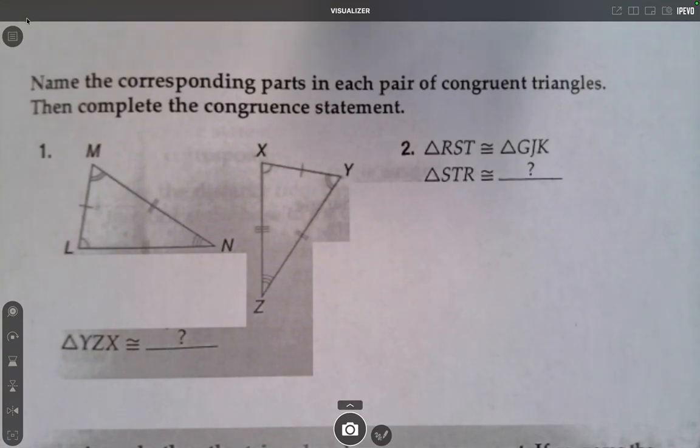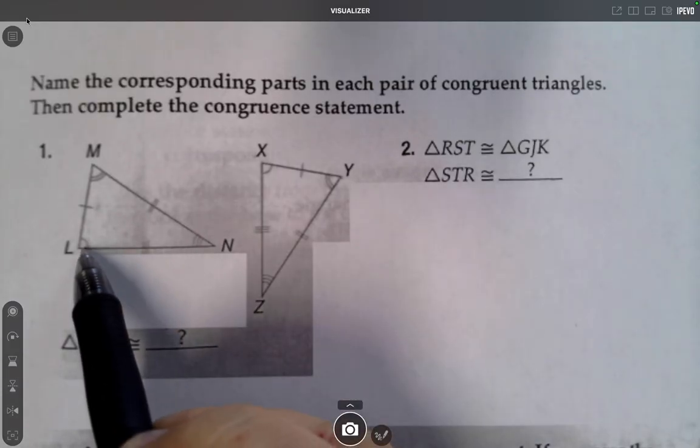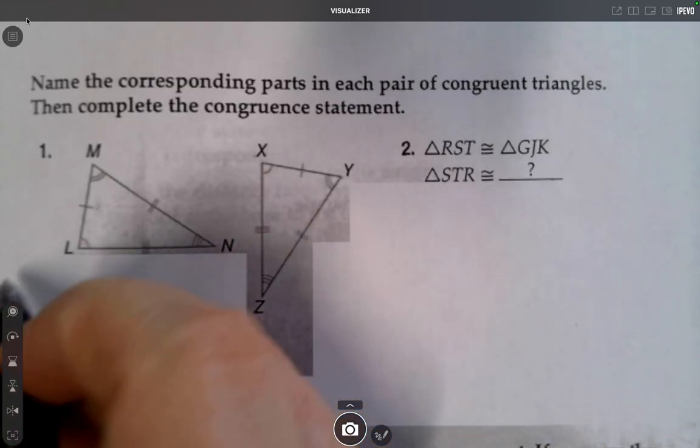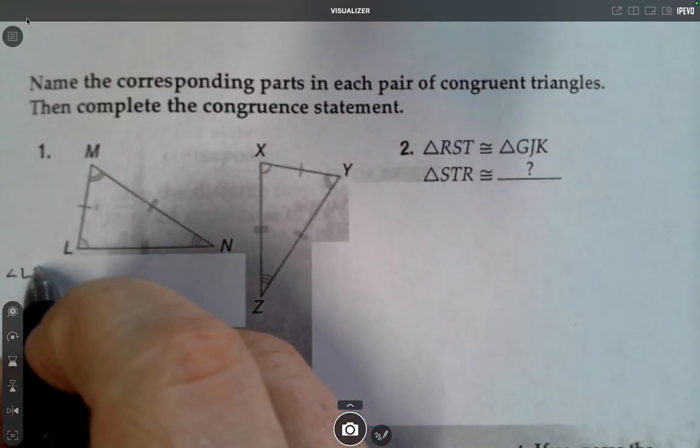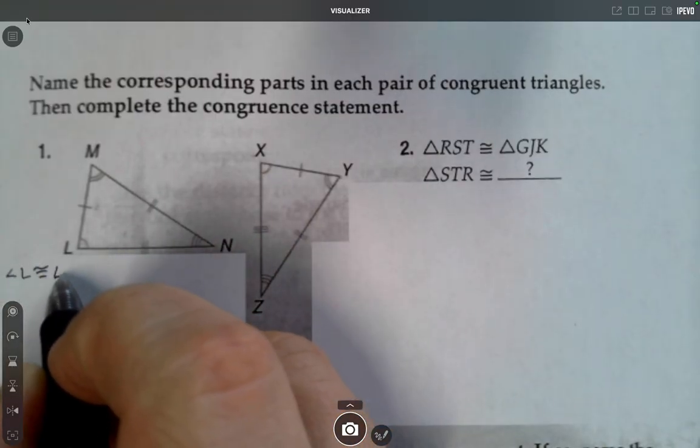Name the corresponding parts in each pair of congruent triangles, then complete the congruent statement. When we have to name each pair, we have to identify all the angles and all the sides. So first of all, the angles, we see a single arc here and a single arc here. So that means angle L is congruent to angle X.